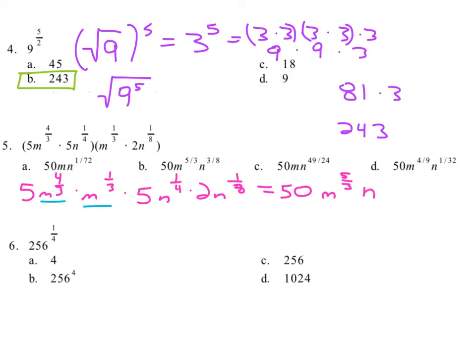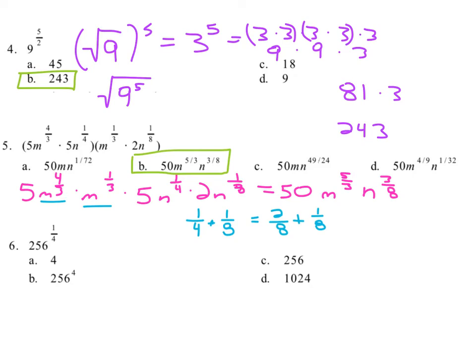And what about the n term? The n term has 1/4 plus 1/8. And so we have to add 1/4 and 1/8. We need to have a common denominator. So we can turn 1/4 into 2/8, which is 2/8 plus 1/8, or 3/8. So then what do we get as a result? We get 50 m to the 5/3 n to the 3/8, and that is B.